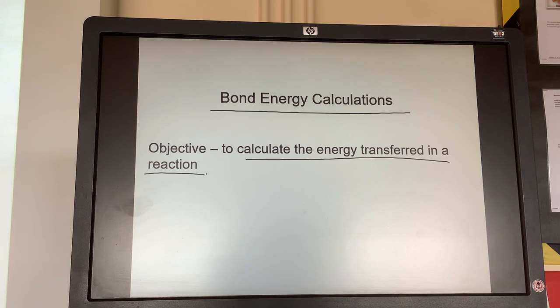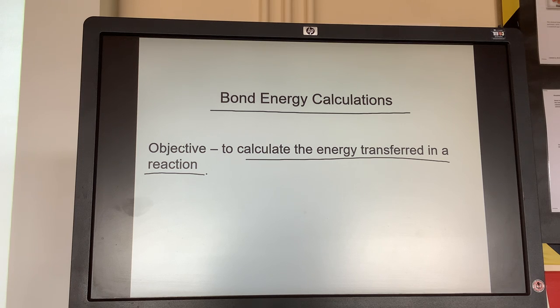So with exo, the clue is the word ex, as in exit, it's going out, energy is given out. So in an exothermic reaction, energy is given out to the surroundings. What happens to the temperature of the surroundings then in an exothermic reaction? They get hot. You'll remember, you'll see that on the video last week.